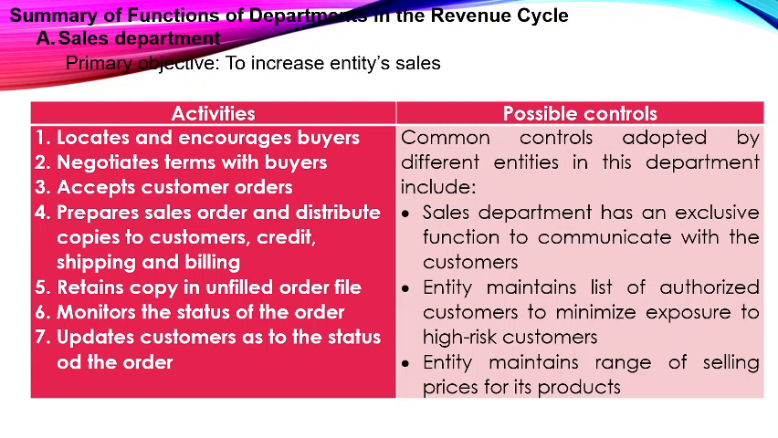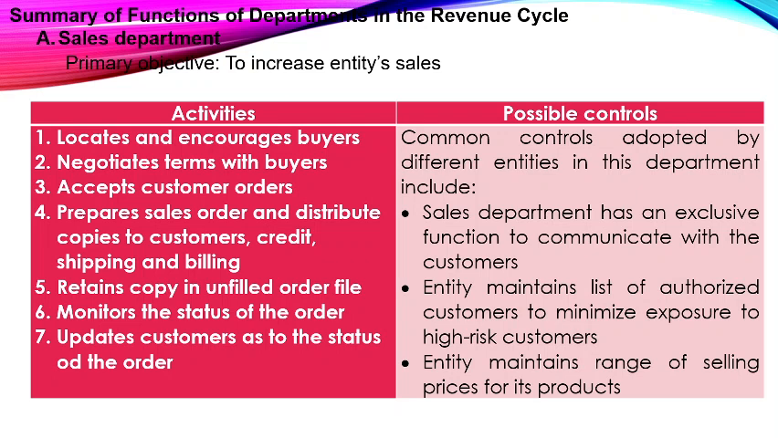Summary functions of departments in the revenue cycles. We got the sales department. The objective is to increase entity sales. The activities are: locates and encourages buyers, negotiates terms with buyers, accepts customers' orders, prepares sales order and distributes copies to customer, credit, shipping, and billing, retains a copy in the unfilled order file, monitors the status of the order, and updates the customer as to the status of the order.